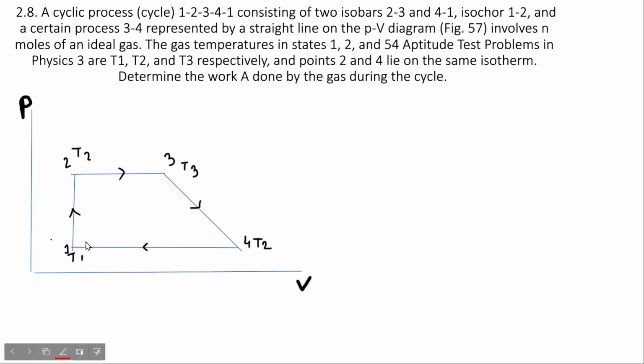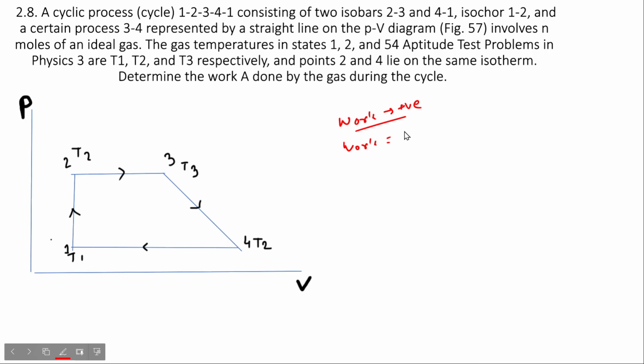Okay, so this is a cyclic process which is in a clockwise sense. So, work done has to be positive, alright. And work done is nothing but the area of this trapezium.